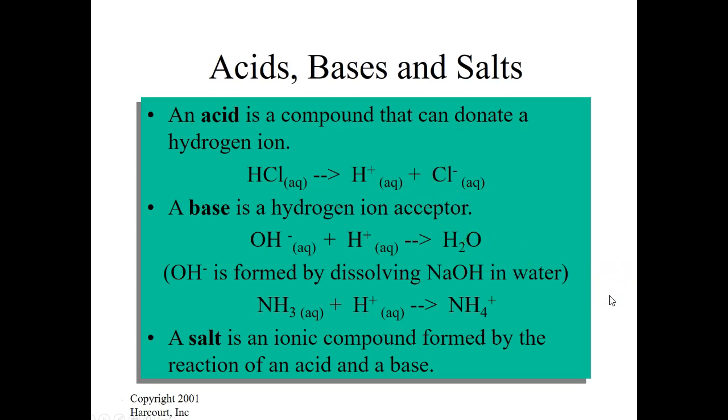And a salt is what we make when we have an acid and a base reacting together. It makes a salt, and a salt is an ionic compound. Remember, ionic is from an element from the left side of the periodic table and an element from the right side of the periodic table.